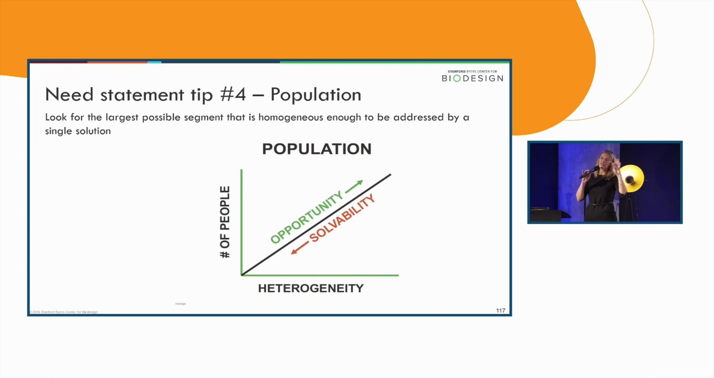So then we think about the population. And of course, everybody wants to treat the biggest population possible, and your solution can be for everyone. But that's not true, because you can't solve anything that is for everyone. As you increase the size of your population, you're also increasing the heterogeneity of that population and decreasing your ability to solve it. So you've got to figure out where exactly that sweet spot is.